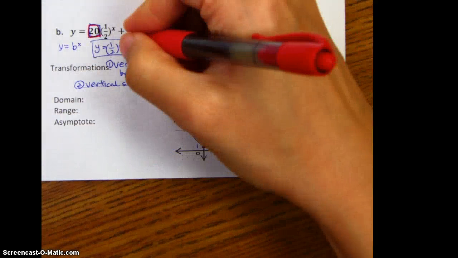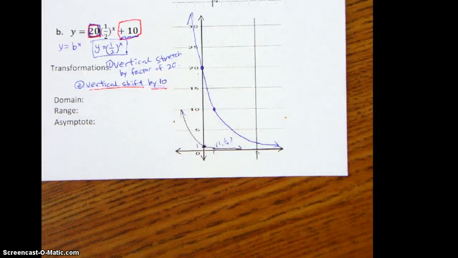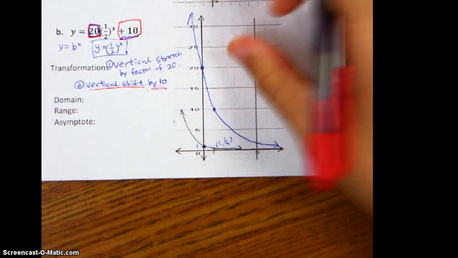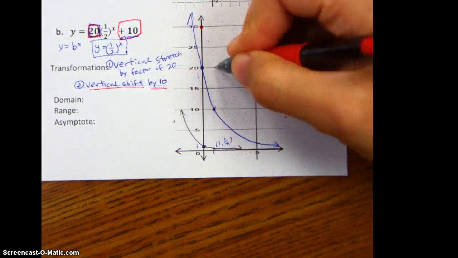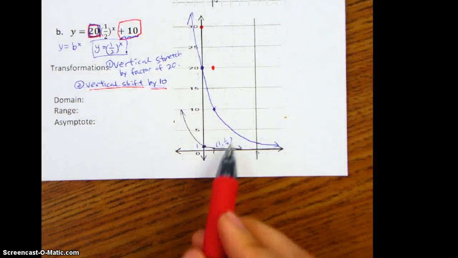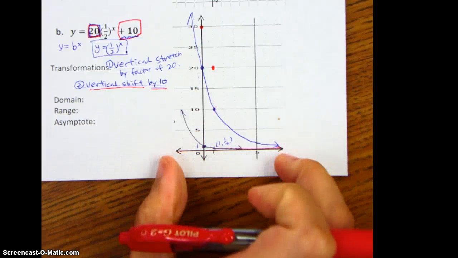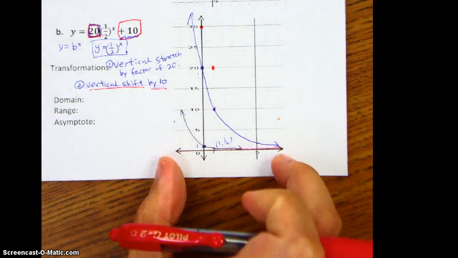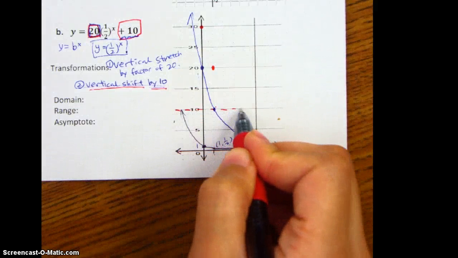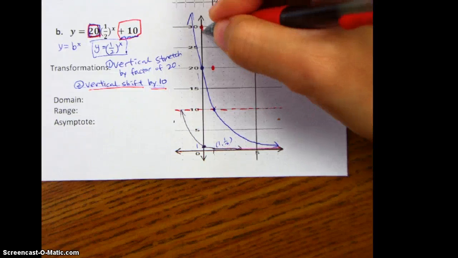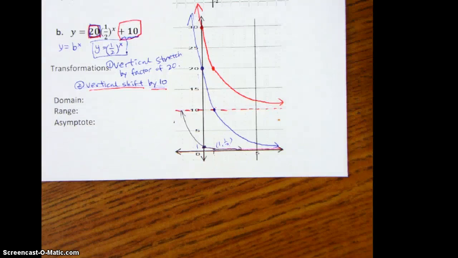Finally, we have this 10 added, which means the vertical shift by 10. That means the whole graph is going to move up 10 units. So 20 will become 30, and 10 will become 20. And notice that the blue graph has the asymptote of the x-axis. This asymptote is going to move up 10 units as well. So if I move that up, this line will be our new asymptote. So our new graph will look something like that.